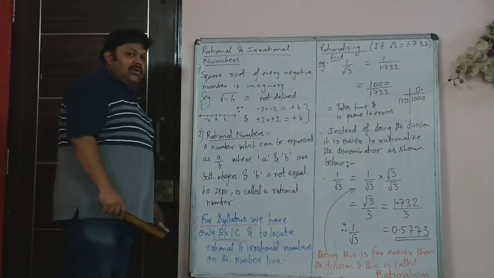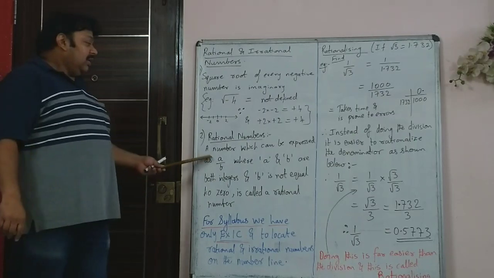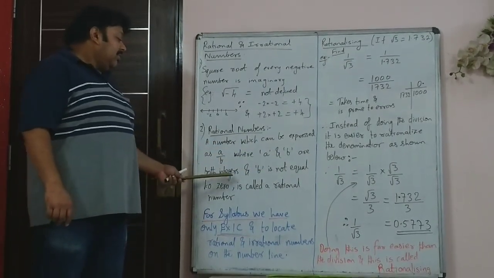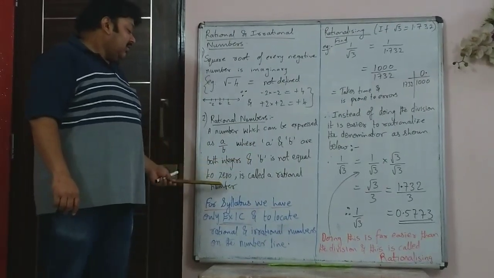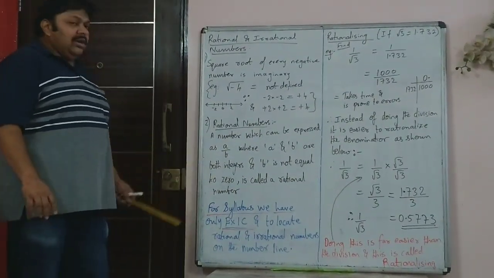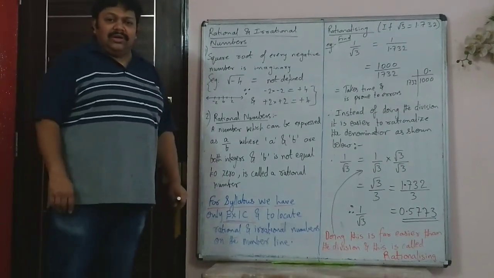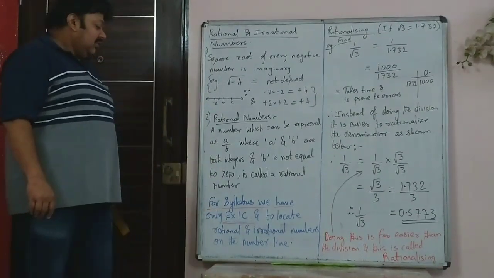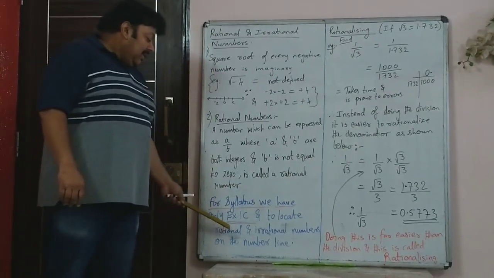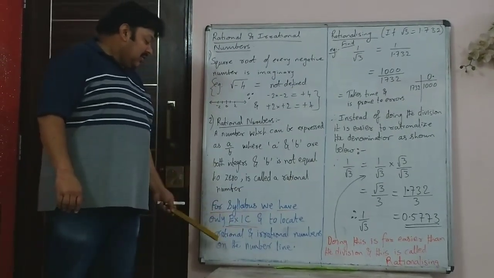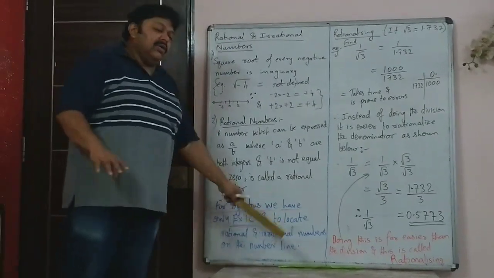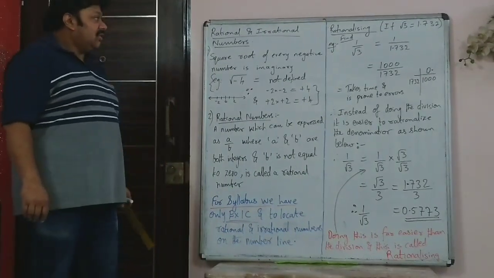So such numbers are called imaginary numbers, and a number which can be expressed as a by b, where a and b are both integers and b is not 0, is called a rational number. Any number, 2 by 7, 5 by 3, all that are rational numbers. For our syllabus, only exercise 1C is there, and to locate rational and irrational numbers on the number line. So that last part we will do after we finish exercise 1C.